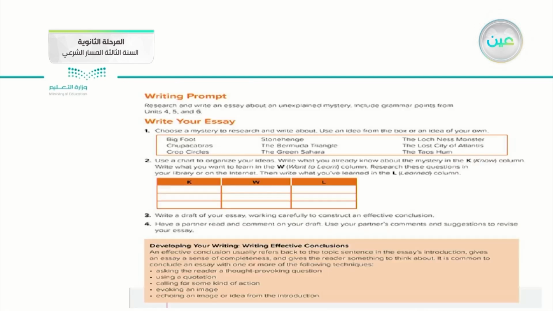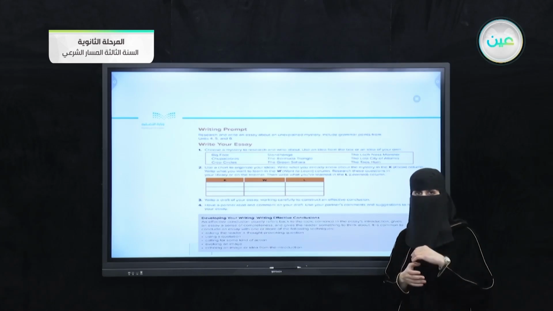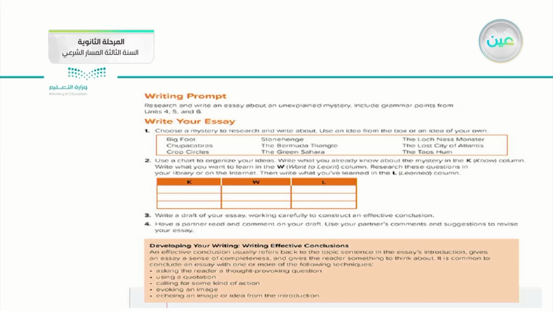Okay, let me move to the last point of our lesson. Now, after we discussed the article and how we apply it in our essay, we also have some points we should apply in the writing passage or the writing prompt. The last point for our lesson today is the writing prompt. Research and write an essay about an unexplained mystery. Include grammar points from Unit 4, 5, and 6.